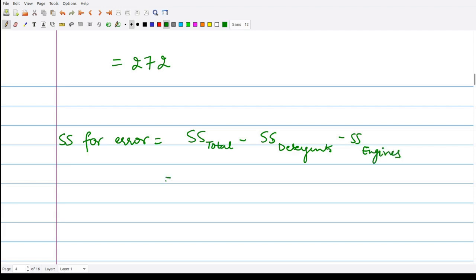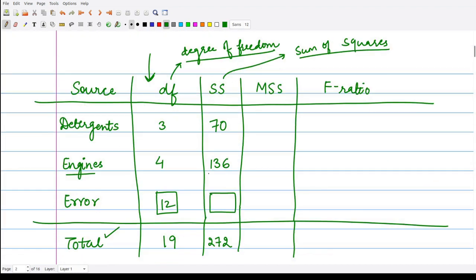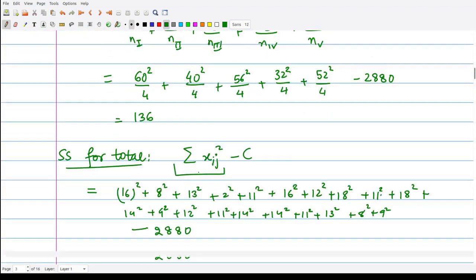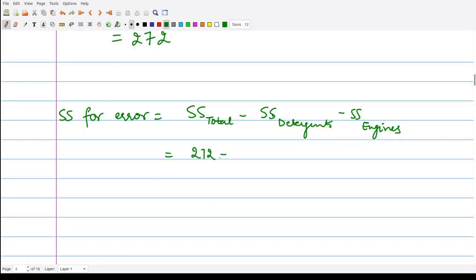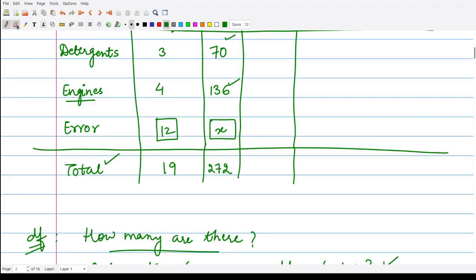So for total, we just obtained 272. For detergents, from the table you can have a look, for detergents we have 70, and for engines we have 136. So suppose this is X. When you add up 70 plus 136 plus X, it should be equal to 272. So we'll calculate this X: 272 minus 70 minus 136. So it comes out to be 66. So we'll write in place of SS for error the value 66. So this is our 66.